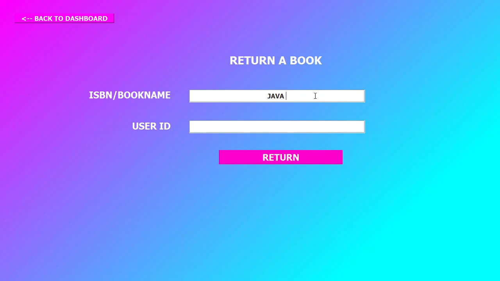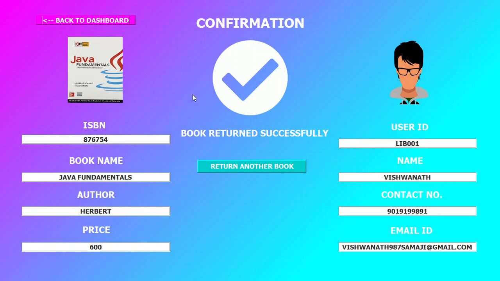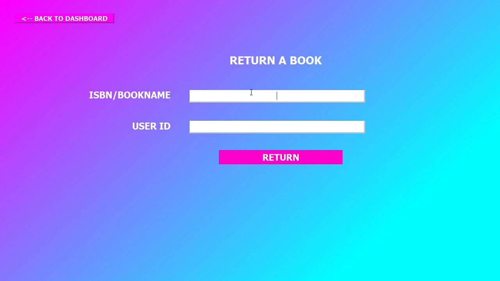First was Java Fundamentals, lib 001. After clicking this, it will show book returned successfully. Now I want to enter another book. The second book was Computer Networking, lib 002.